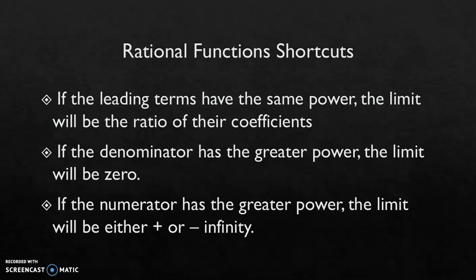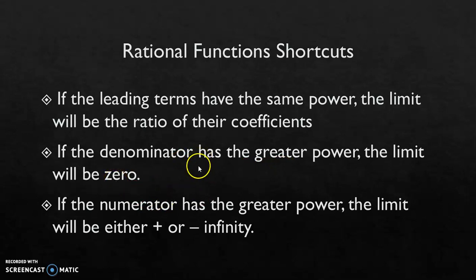As you know, rational functions tend to have asymptotes, both vertical and horizontal. So here are some shortcuts to figuring out what their values would be when we're doing limits at infinity. If the leading terms have the same power, you just divide their leading coefficients. Okay, so if they're the same power, you just divide the leading coefficients, and that is the value of the limit at infinity.